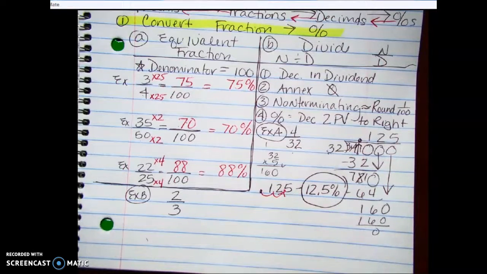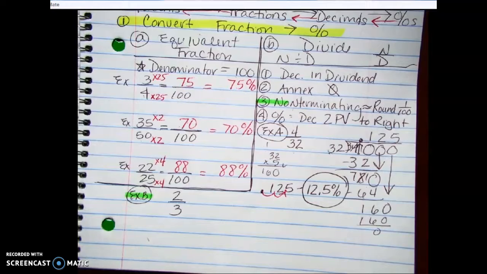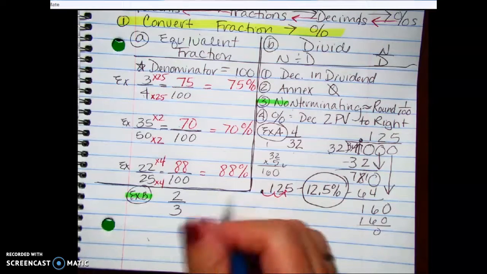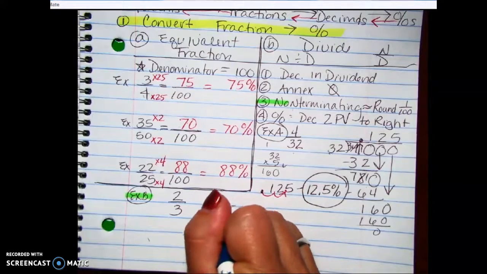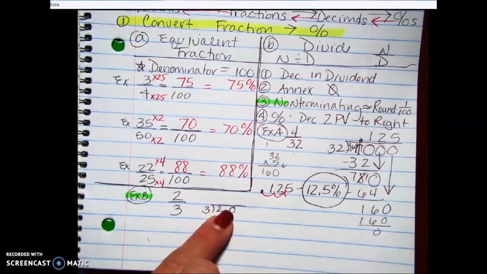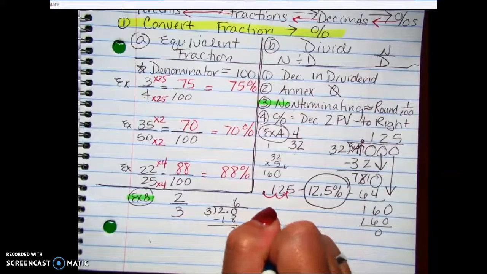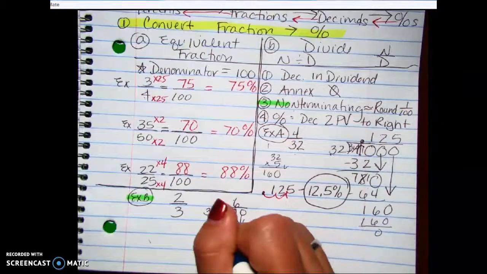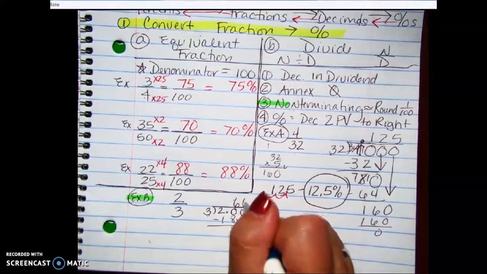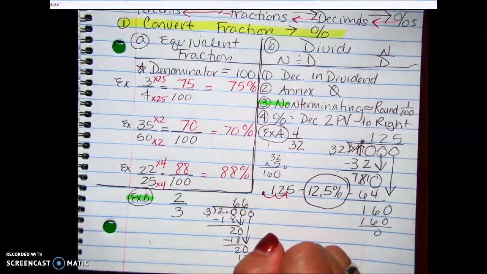But let's take a look at a non-terminating decimal, something that doesn't stop. So example B. So here we go. 3 goes into 2. Decimal, annex. 3 goes into 20 6 times. Subtract. Annex, bring down. 3 goes into 20 6. Multiply. Subtract. Bring down. Guess what? This will keep going and going.